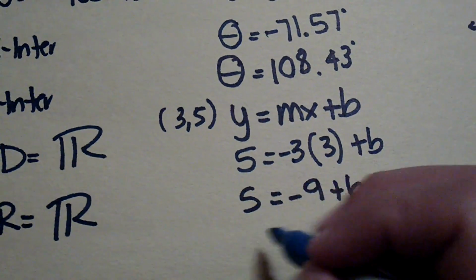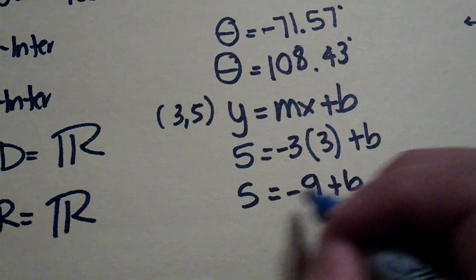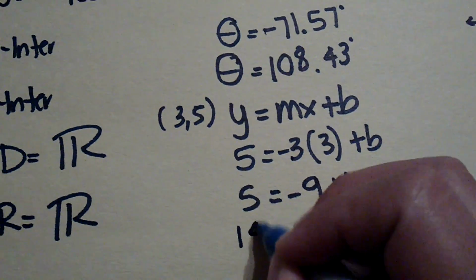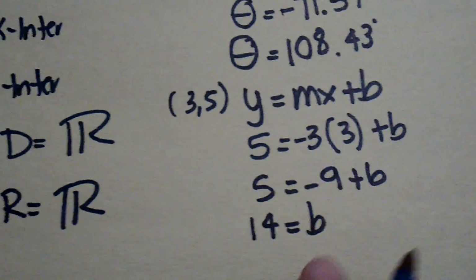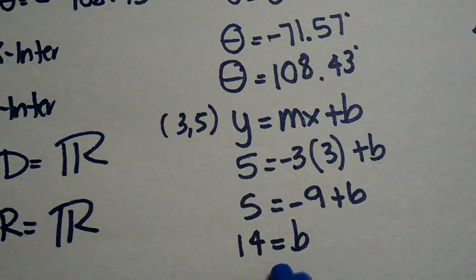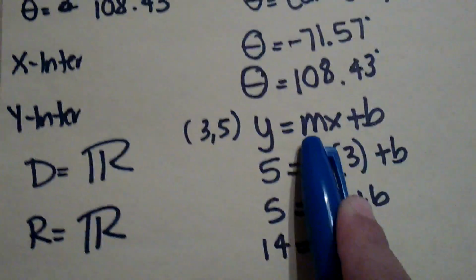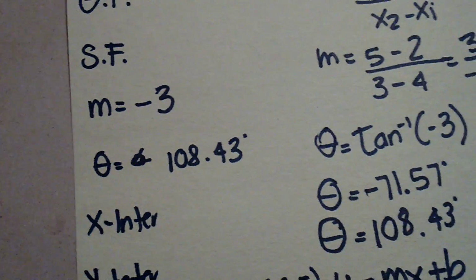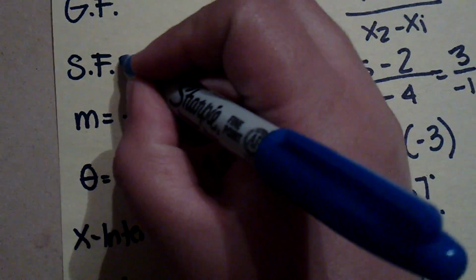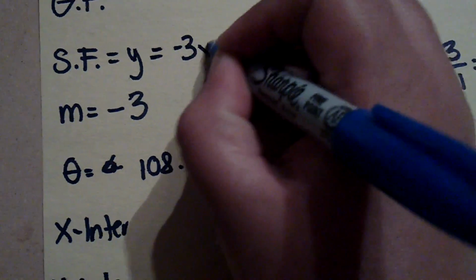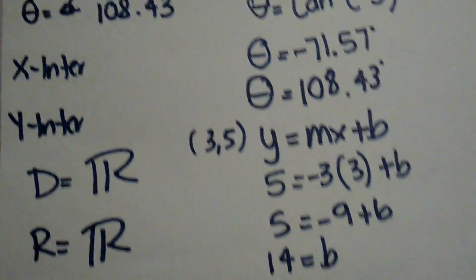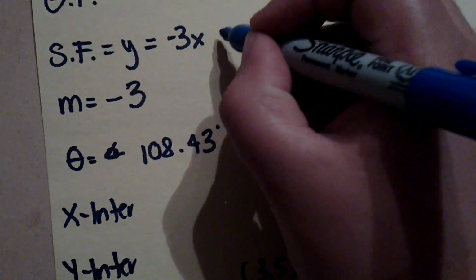Minus 9, if I pass it to the other side, is going to be plus 9, and 9 plus 5 is going to be 14. My b equals 14. If I have my b and my m, now I can find the slope form. And the slope form is going to be y equals minus 3x plus 14.